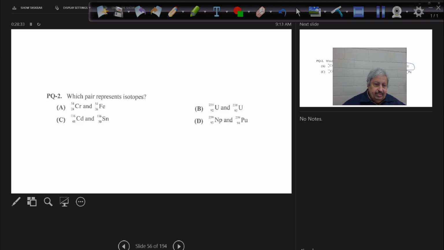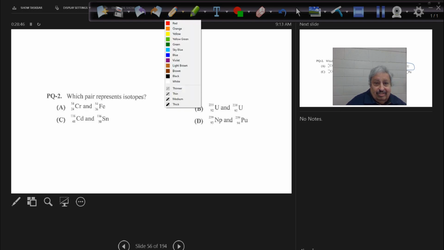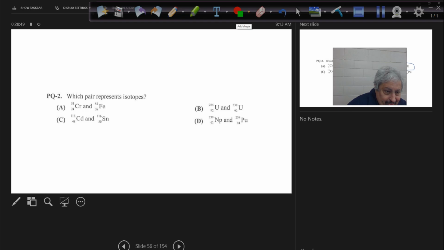So which pair represents isotopes? The best thing here in solving this is to look at the atomic number and eliminate the other ones. The first one is 34 and 36. Those are 2 different elements. They are not isotopes. Isotopes have to have the same atomic number, the same protons, correct? So you can eliminate the first one.